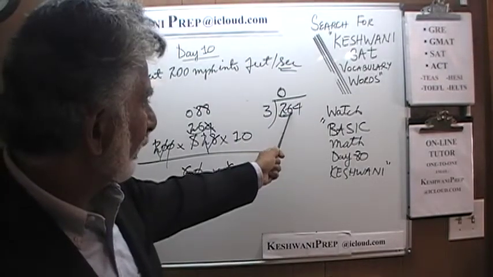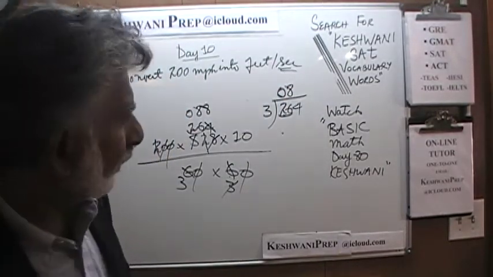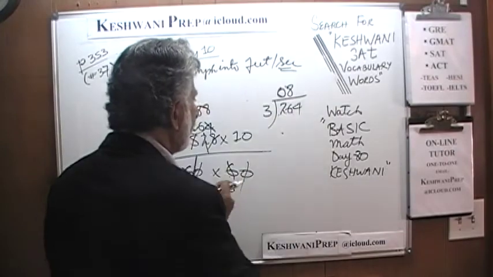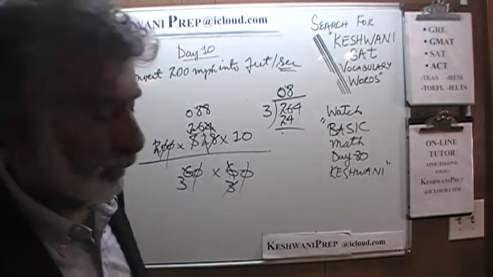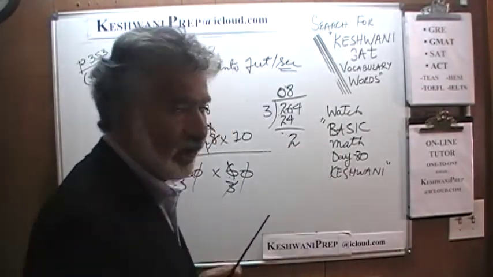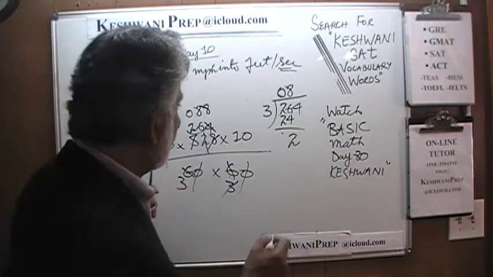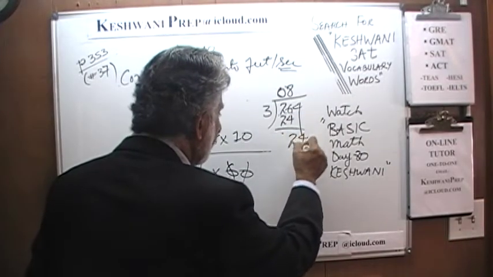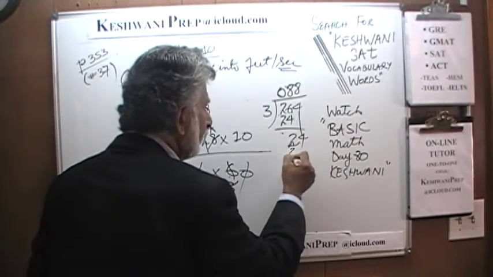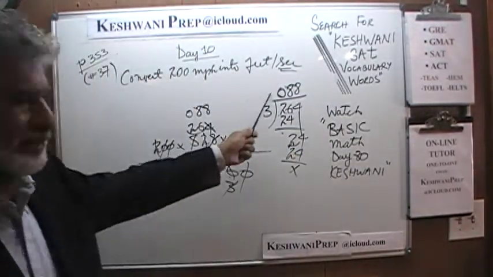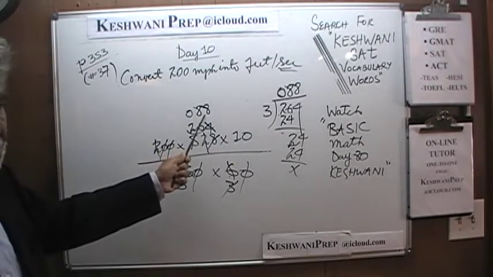Now, 26 can give 3 8 punches. 8 3s are 24. After we take away 24 from the 26, what happens? We have a remainder of 2. What happens to the 2? That 2 goes and joins the 4 and becomes 24 again. And 24 can give another 8 punches, so it's 88. Right there. That's it. Now 8 plus 8 is 16.